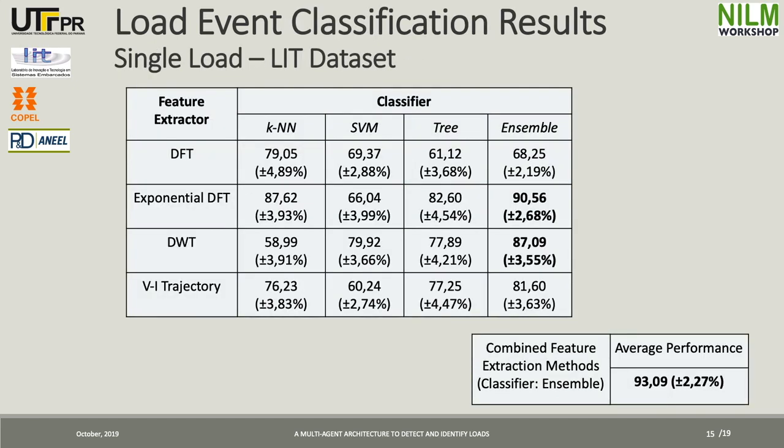For the other agents, the load event classification, we get this sort of results. The best result is when the classification machine is the ensemble. We got 90.5% accuracy and 87.5% accuracy for the exponential DFT and for the wavelet. And by combining both of them, we got a higher accuracy of 93%. So this shows that by combining the results of individual agents, we usually get better results.